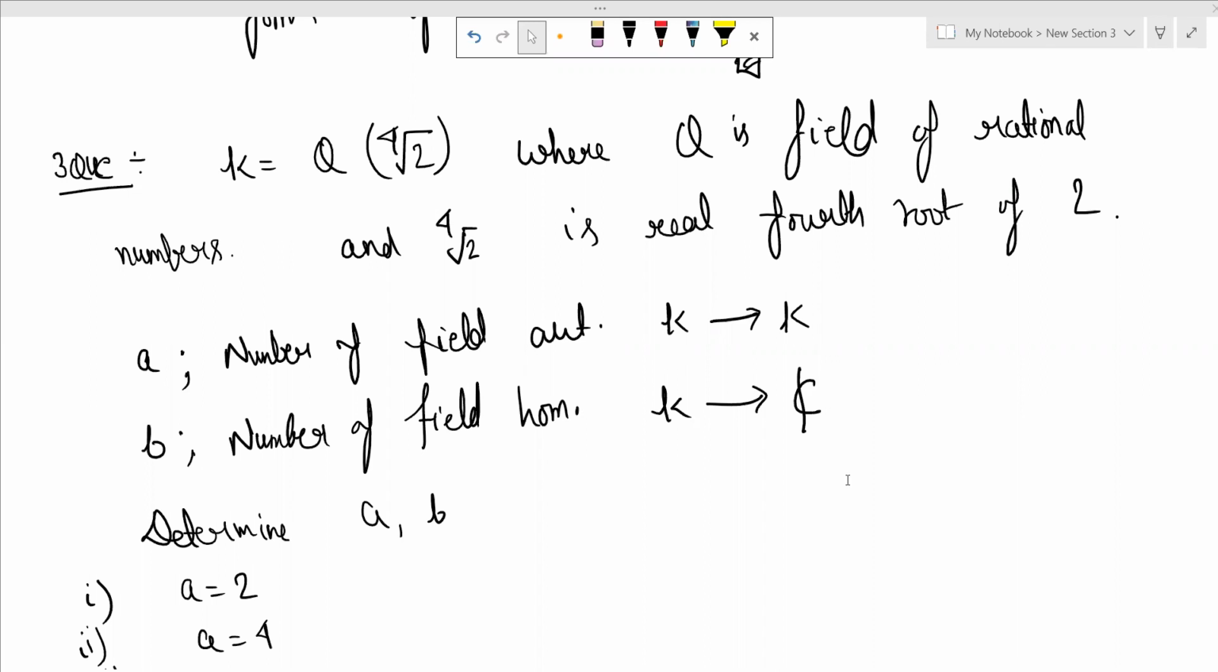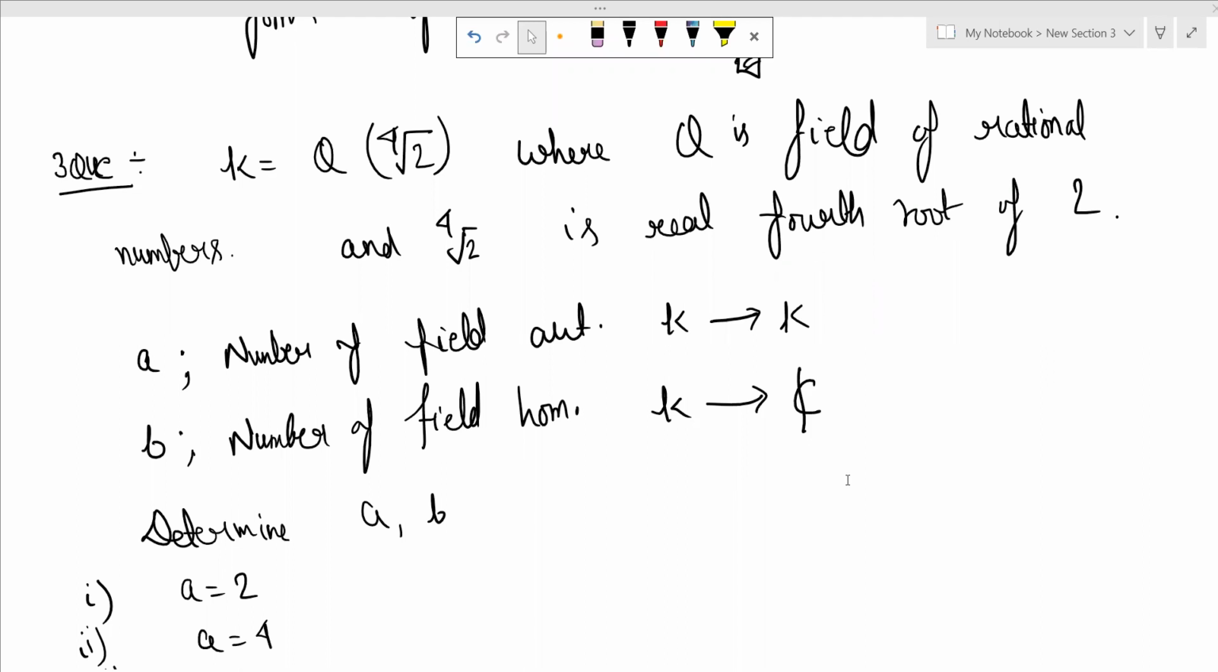Muthukumar, what is the definition of field homomorphism? F of a plus b equals f of a plus f of b. F of ab equals f of a into f of b. F of 1 equals 1. Yeah, this is ring homomorphism. Do you need any condition for field homomorphism?